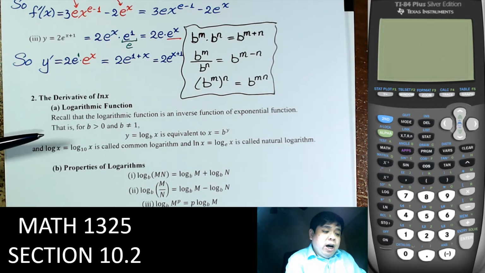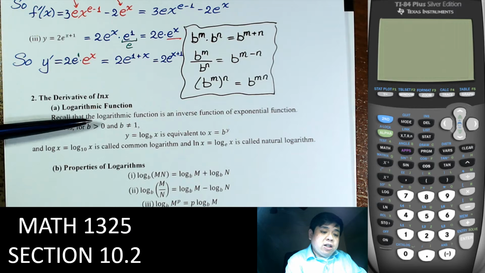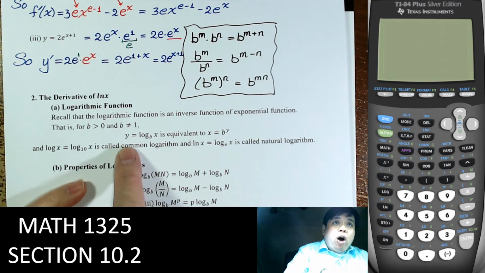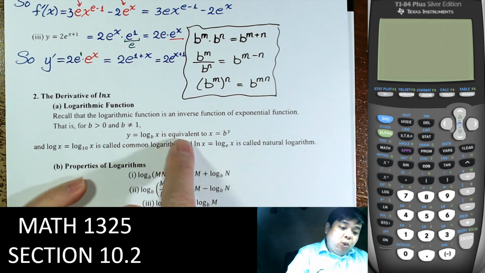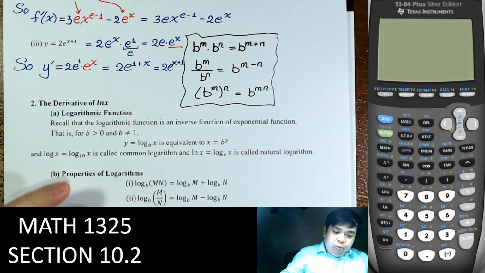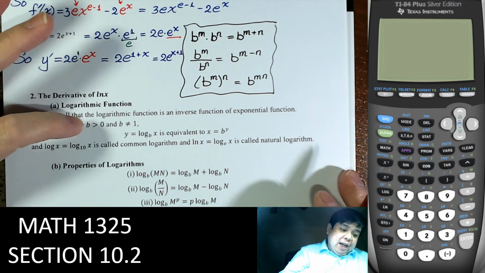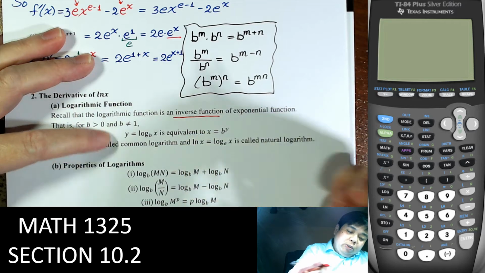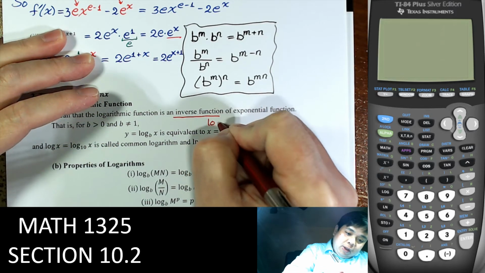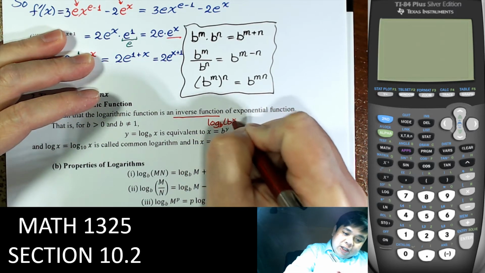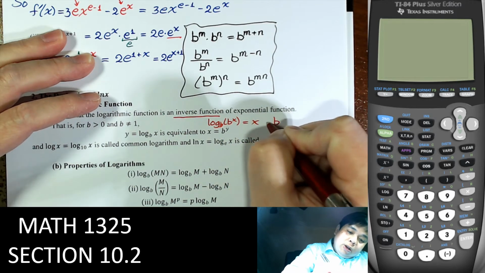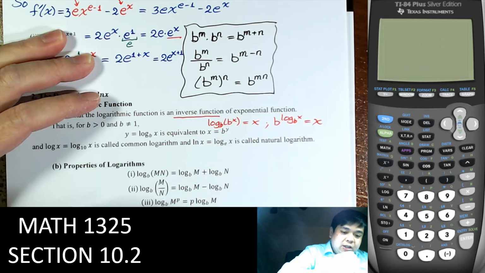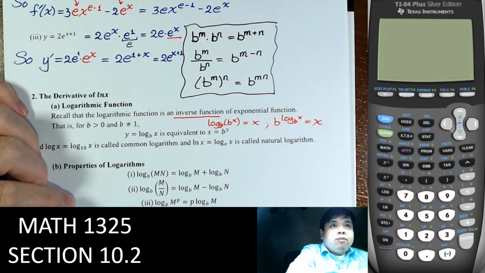Logarithmic function. Recall that the logarithmic function is the inverse function of the exponential function. So y equal to log base b of x is equivalent to x equal to b to the y power, and b is positive and not equal to 1. When we say inverse function, we mean log base b of b to the x is equal to x, and b to the log base b of x is equal to x, right?